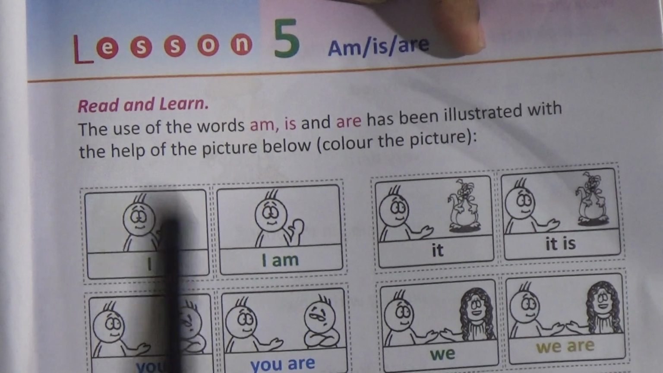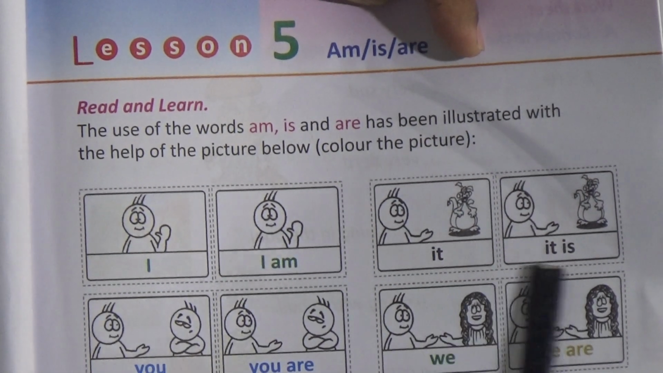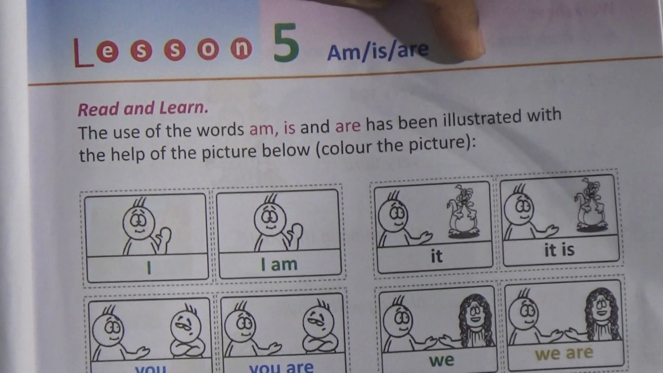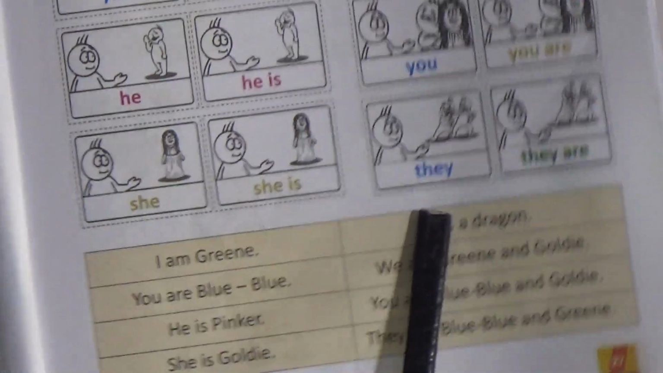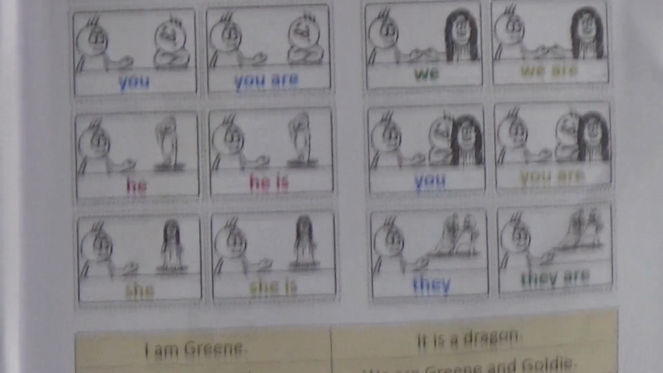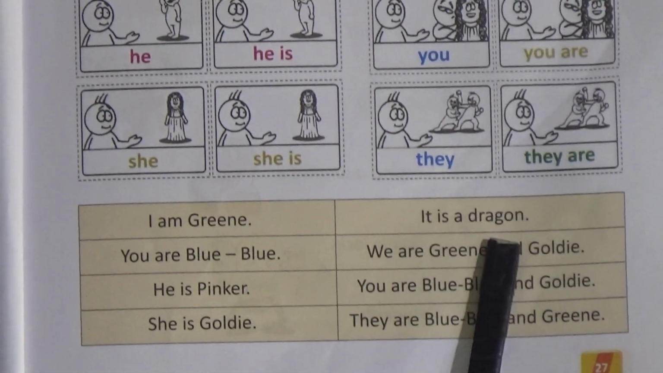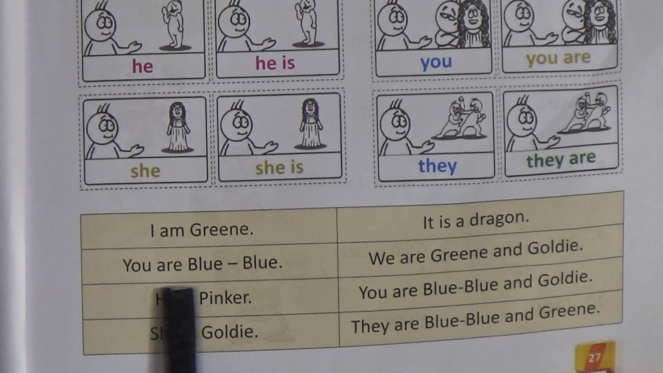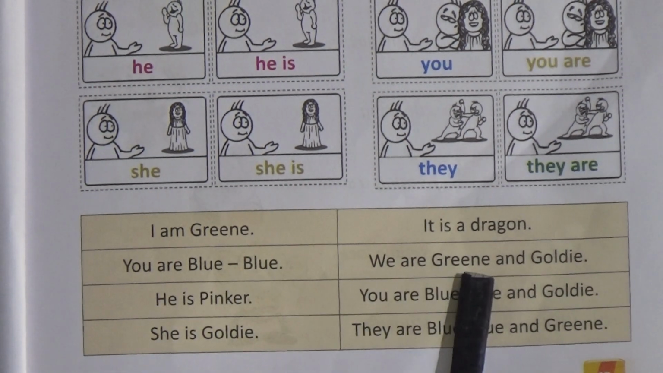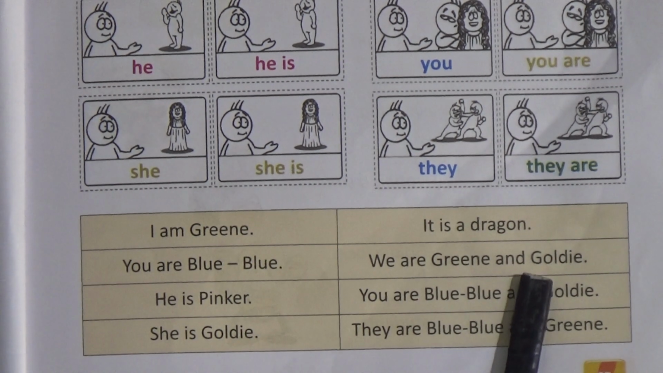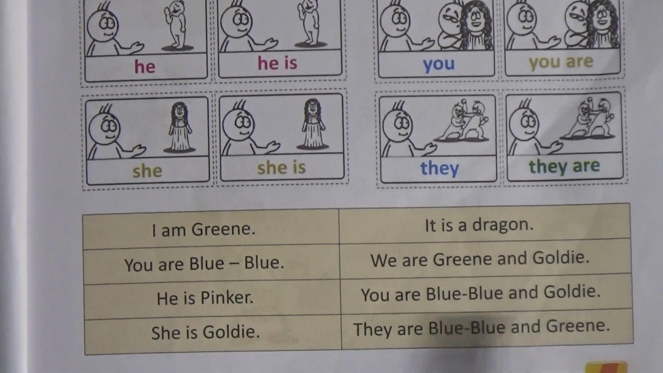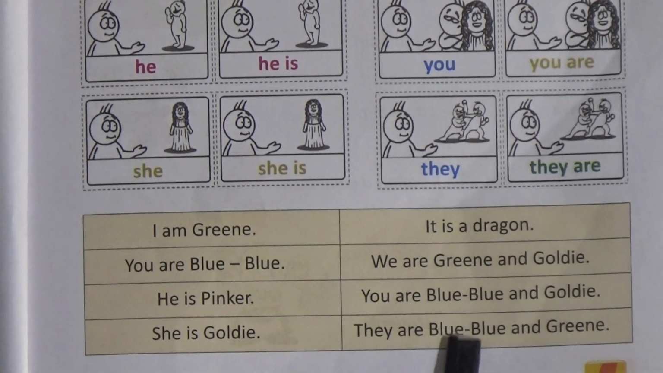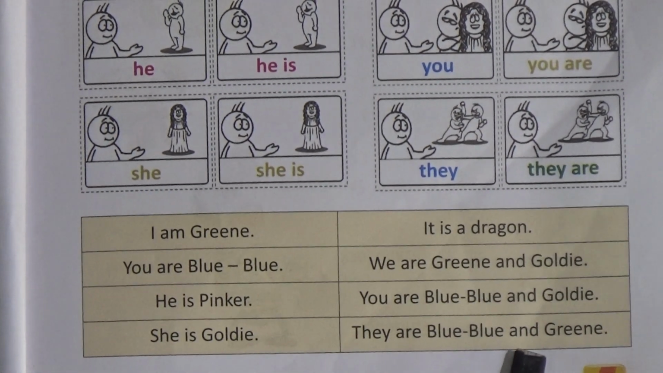I am. After I, we put am. It is. You are. We are. He is. You are. She is. They are. I am greeny. It is a dragon. You are blue. We are greeny and goldy. He is pinky. You are blue and goldy. She is goldy. They are blue and greeny.